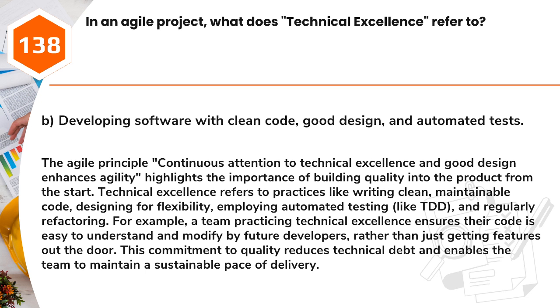Answer: B. Developing software with clean code, good design, and automated tests. The Agile principle, continuous attention to technical excellence and good design enhances agility, highlights the importance of building quality into the product from the start. Technical excellence refers to practices like writing clean, maintainable code, designing for flexibility, employing automated testing, like TDD, and regularly refactoring. For example, a team practicing technical excellence ensures their code is easy to understand and modify by future developers, rather than just getting features out the door. This commitment to quality reduces technical debt and enables the team to maintain a sustainable pace of delivery.